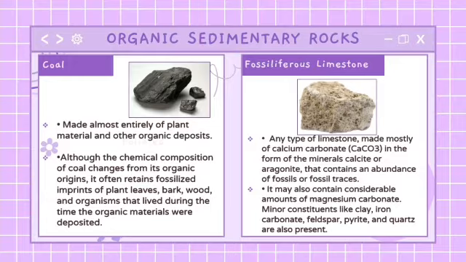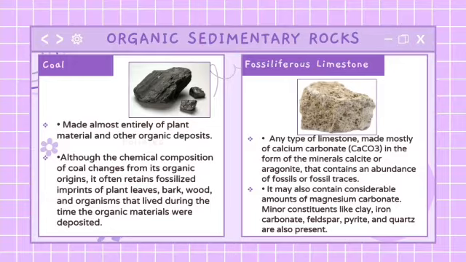Although the chemical composition of coal changes from its organic origins, it often retains fossilized imprints of plant leaves, bark, wood, and organisms that lived during the time that the organic materials were deposited. Now let's go to fossiliferous limestone.